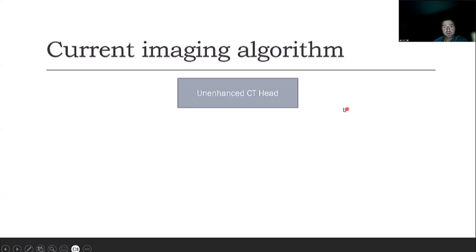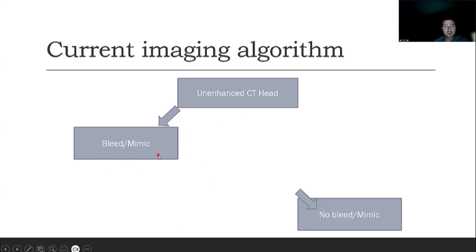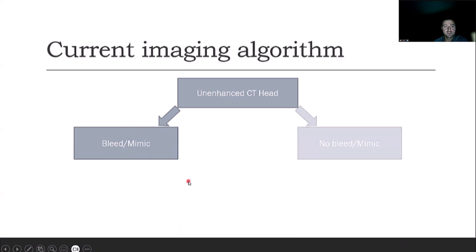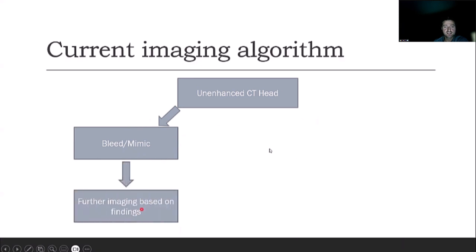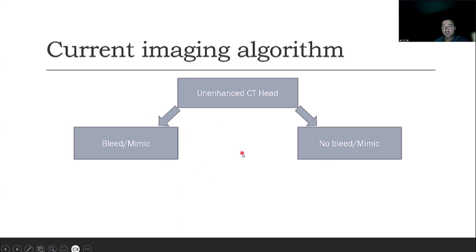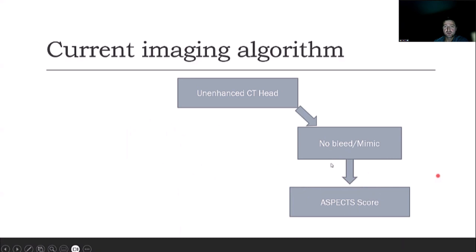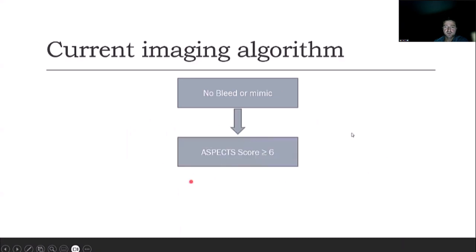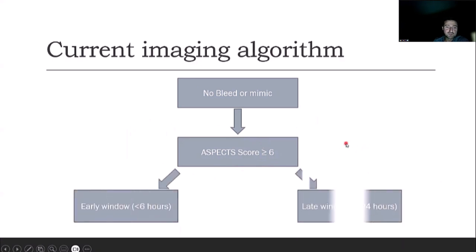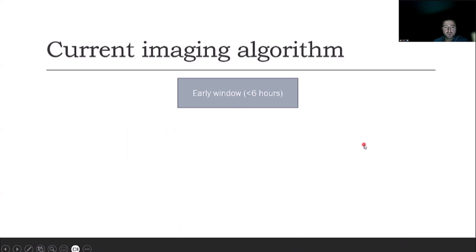Our current imaging algorithm, this is somewhat outdated, as they typically will go to the unenhanced head and then already have the CTA or the perfusion imaging done by the time we actually get there to make this decision. But as long as there's no bleed or mimic, we could stop there and do imaging based on the patient's presentation or the findings. If there's no bleed and no mimic, we go on to our aspect score, and if it's greater than or equal to 6, typically we proceed. This never happens. We never stop if they have an aspect score of 2. If it's the early window, we go on to collateral scoring. Late window, we go on to perfusion.